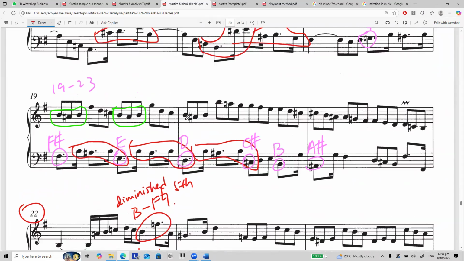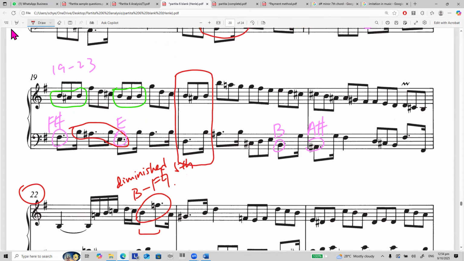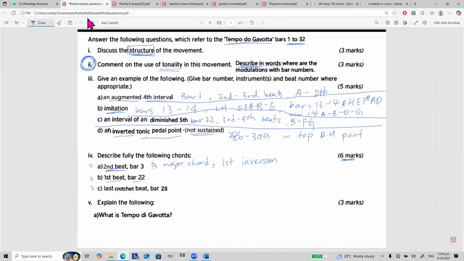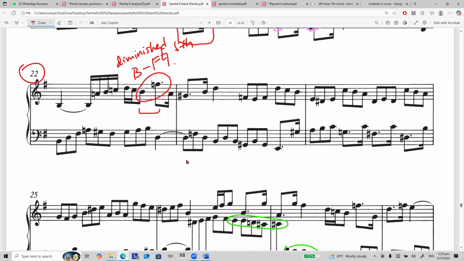So the first beat in bar 22 has, let me erase the... over here. Okay, so this is, oh sorry, this is not bar 22. First beat of bar 22. Bar 22 should be here. Sorry. So they are asking about this chord.